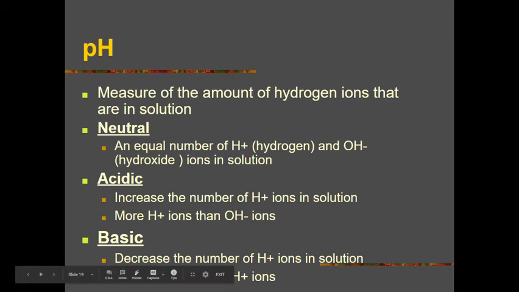But if our solution has more hydrogen ions, it's an acidic solution. And oppositely, if we have a solution that has fewer hydrogen ions, that's going to be a basic, sometimes called an alkaline solution.